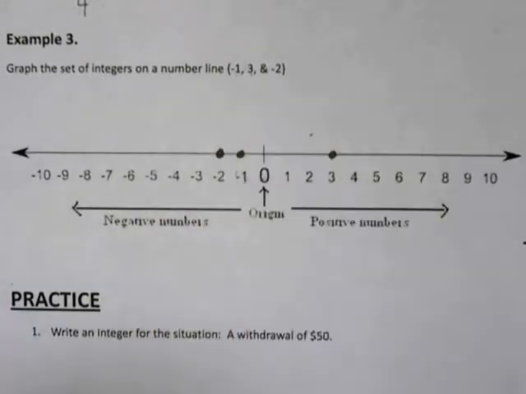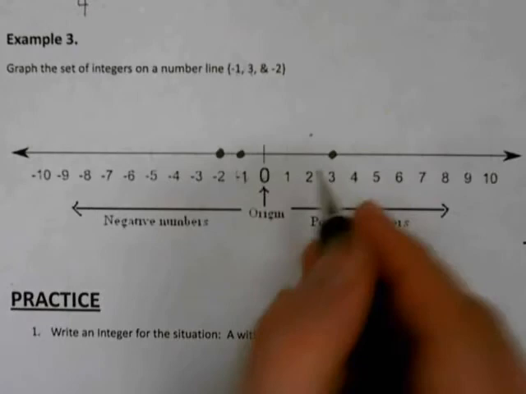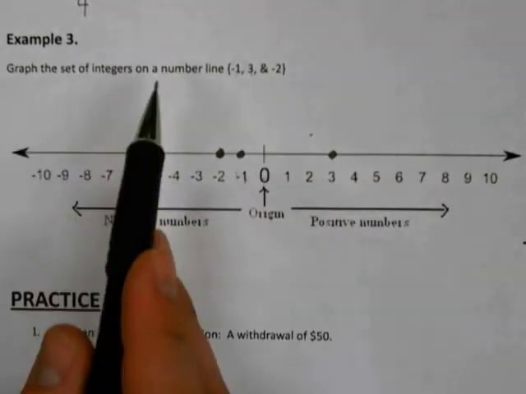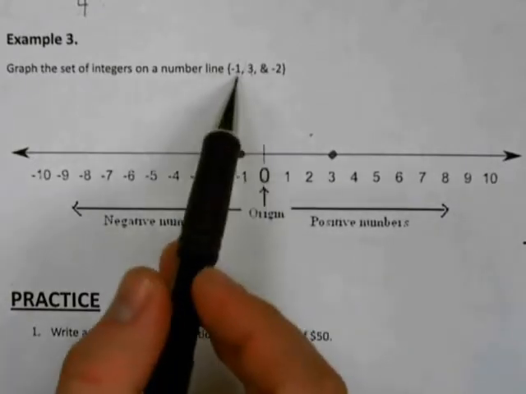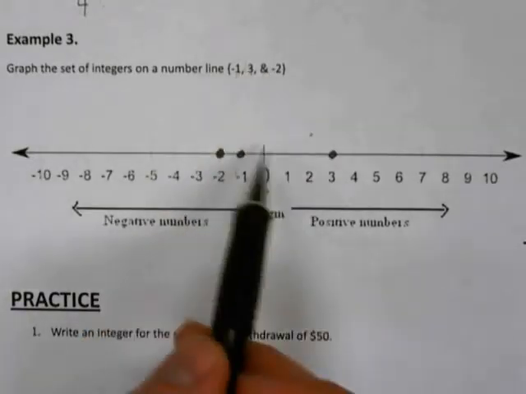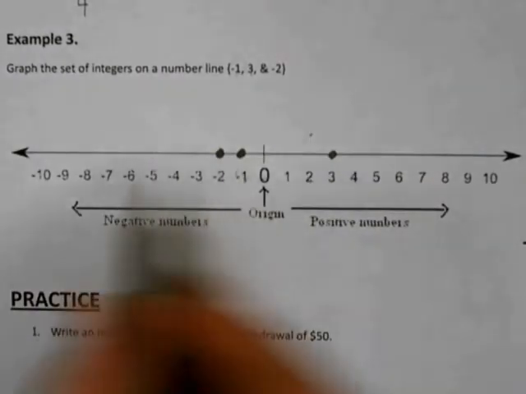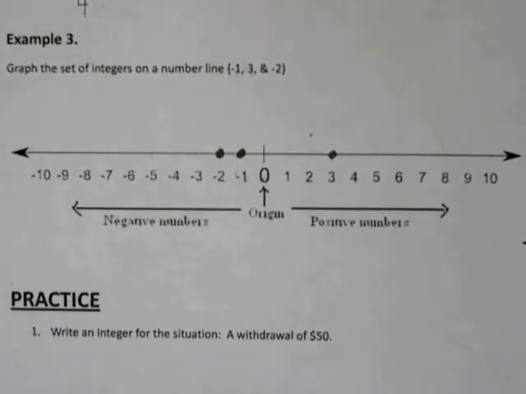So those 3 numbers that I just graphed, this is exactly what I'm expecting of you when I ask you to graph a set of integers. You find those 3 numbers, negative 1, 3, and negative 2, and then you put them onto the number line by putting a dot over the number on the number line. Okay, that's it. This is a pretty easy lesson. Hope you enjoyed it.